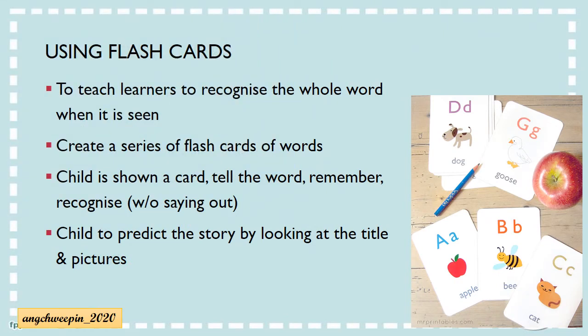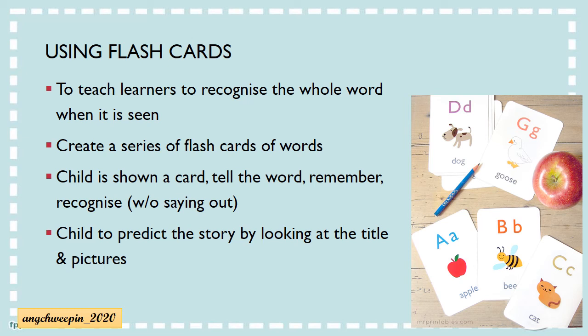One way of implementing the whole word or whole language approach is to use flashcards. Create a series of flashcards that show one-syllable words like the, my, we, she, cat, good, and the like. Show the flashcard to the child, say the word, and the child is expected to remember. So whenever he sees the same word cat, he is able to recognize it immediately without having to say it out, unlike in the phonics method.